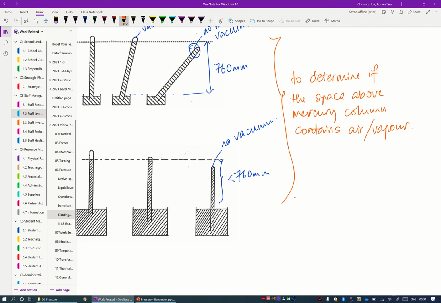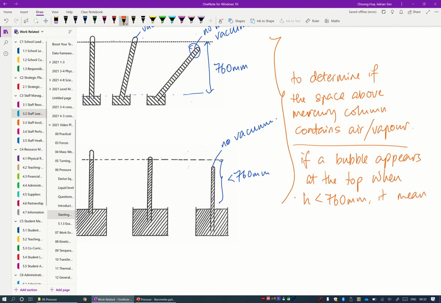If you leave the barometer long enough, some of the mercury will escape the surface and become mercury vapor. So you push the barometer down to less than 760 mm, and then from there we see whether there is a bubble. Okay, if there's a bubble when the vertical height is less than 760 mm, if a bubble appears at the top when the height is less than 760 mm, it means the space contains air or mercury vapor.